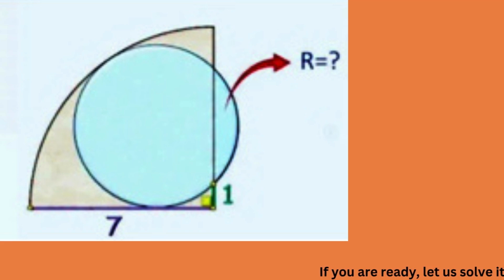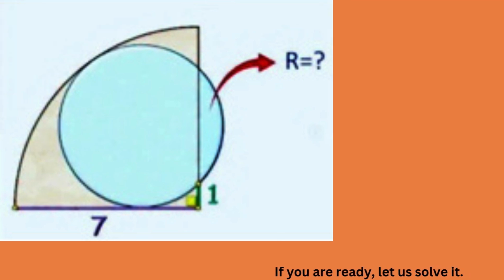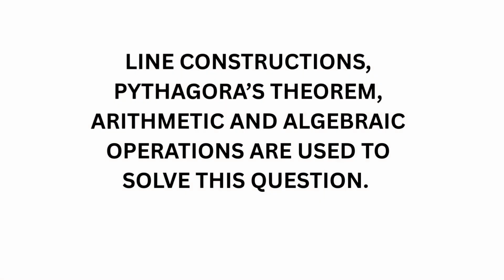Find the radius, r, of the inscribed blue circle in a quarter circle. Line constructions, Pythagoras theorem, arithmetic and algebraic operations are used to solve this question.